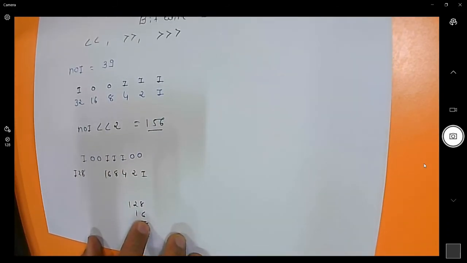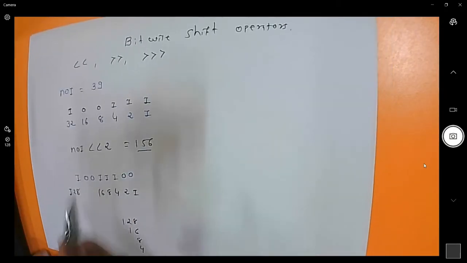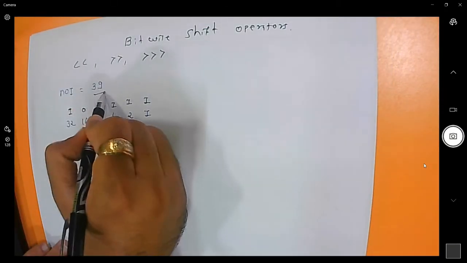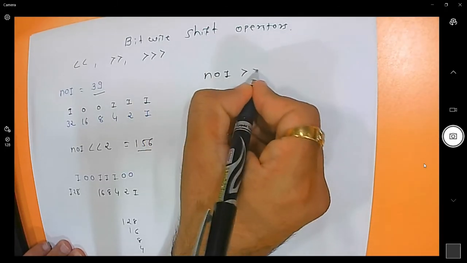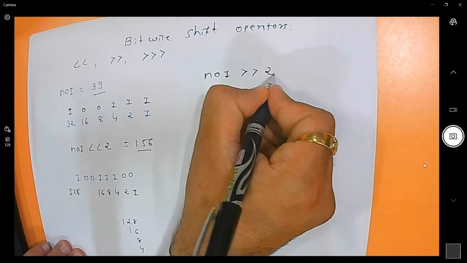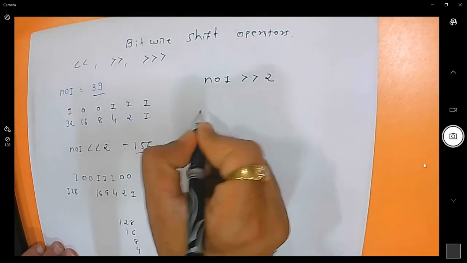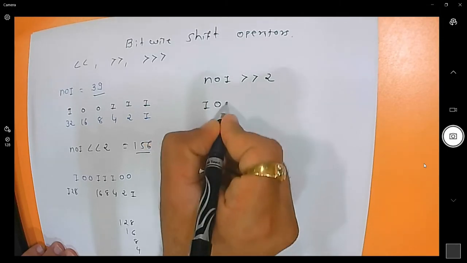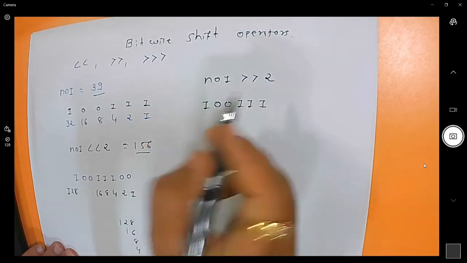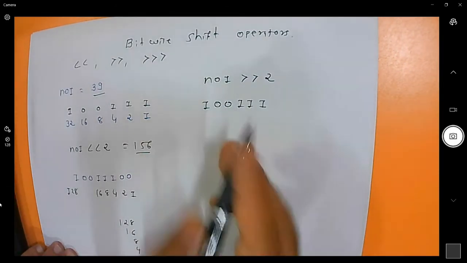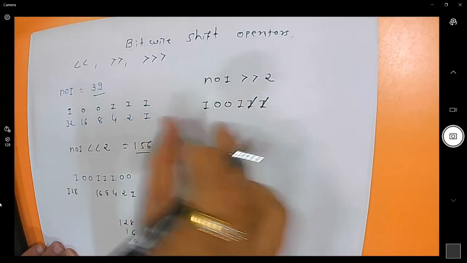Now I want to calculate number1 shift right. So for example, I have the same number, 39. Now I want to calculate number1 shift right 2. Whenever you want to shift right, it is very simple. Just write down the binary of the same, for example 100111. Now I want to shift right. Simply discard the last 2 bits.